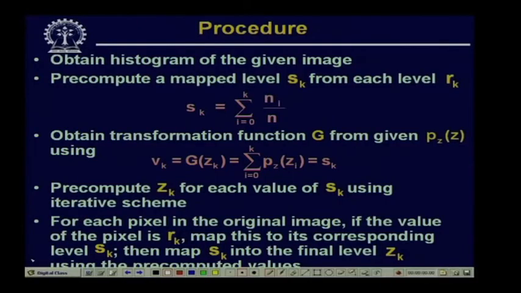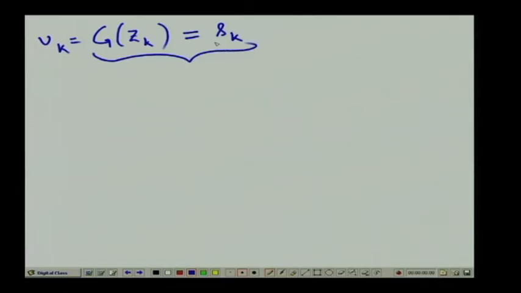So, we do the iterative procedure following this. As per our definition, we have said that v k equal to g z k is equal to S k. If this is true, then we must have g z k minus S k equal to 0. The solution would have been very simple if z k was known, but here we are trying to find out the value of z k. So, to find out the value of z k, we take help of an iterative procedure.